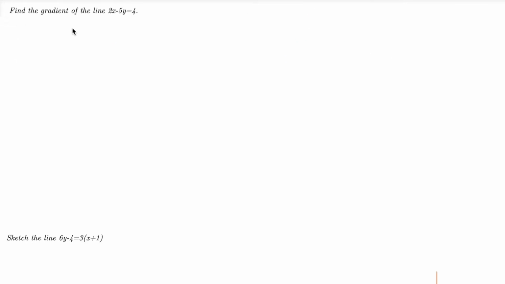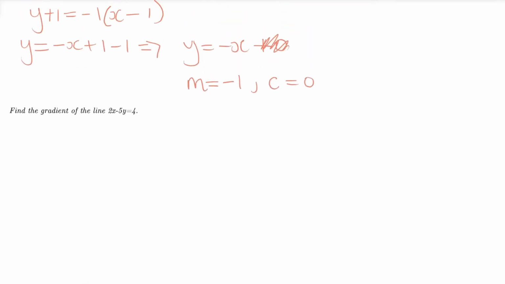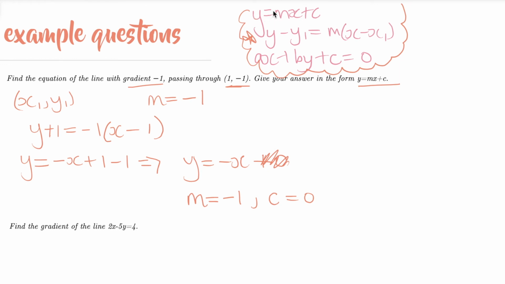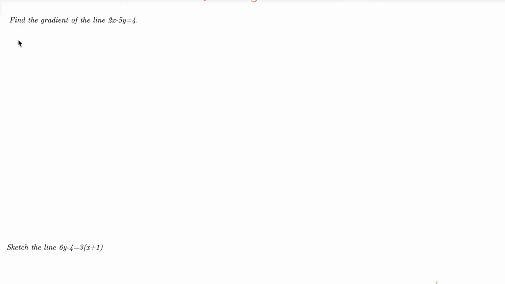Next question is finding the gradient of a line. It says find the gradient of the line 2x minus 5y equals 4. Now let's look at our three forms of equation again and decide which is the best one to start with. I think looking at this top equation here, y equals mx plus c, is the best one, because as I said before, you can just easily pull out that m value. So let's rearrange this into the form y equals mx plus c. We want all the y's on one side and everything else on the other.